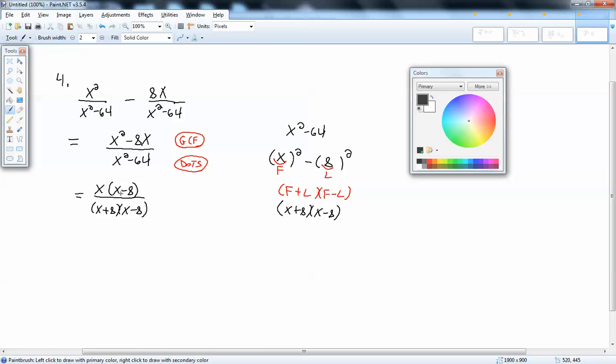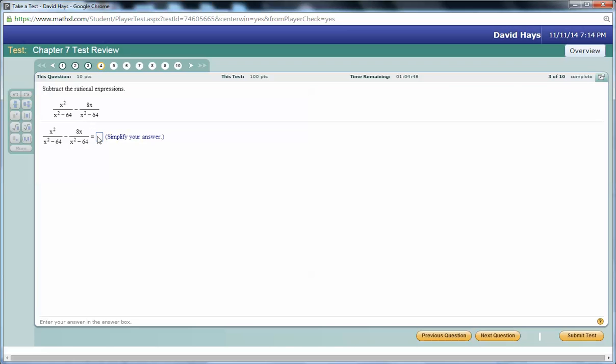Okay. The next step is to cancel. Only guideline is they're the same, and one's on top, one's on the bottom. So this X minus 8 cancels that X minus 8. Now I can't cancel those X's because this is X plus 8, which is different than an X. So we end up with X over X plus 8. And that's our answer. X over X plus 8.